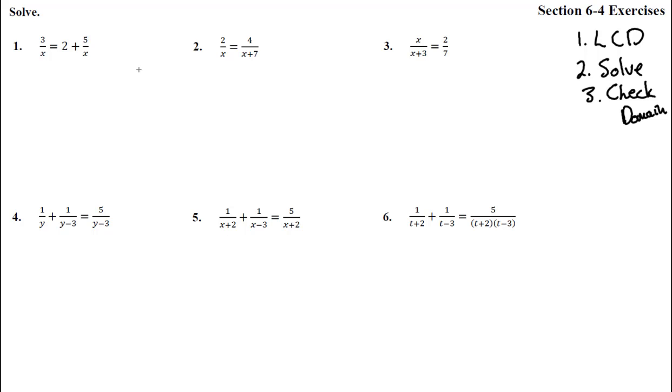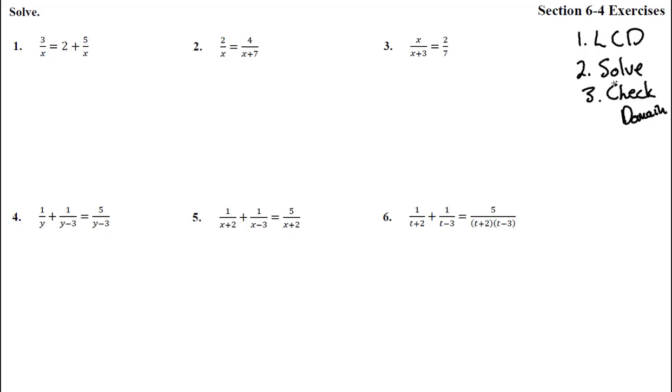Here we are in section 6-4, exercises 1 through 6. We're going to be solving these equations, and these equations involve rational expressions. We have denominators, which is what we've been practicing with. We're going to first, just like we did back in an earlier chapter, multiply through by the least common denominator. Once we identify that and multiply it through, boom, no more fractions, same principle. Then we'll solve like normal.